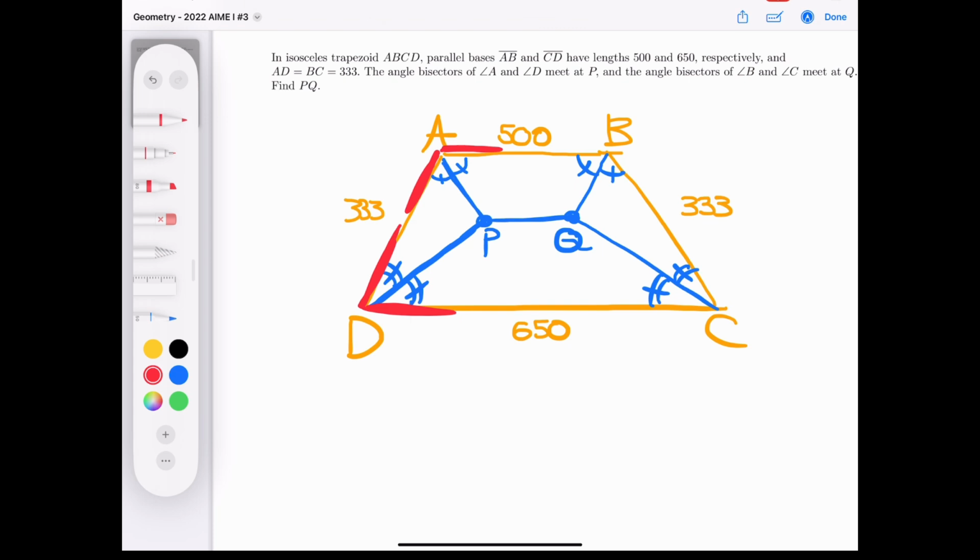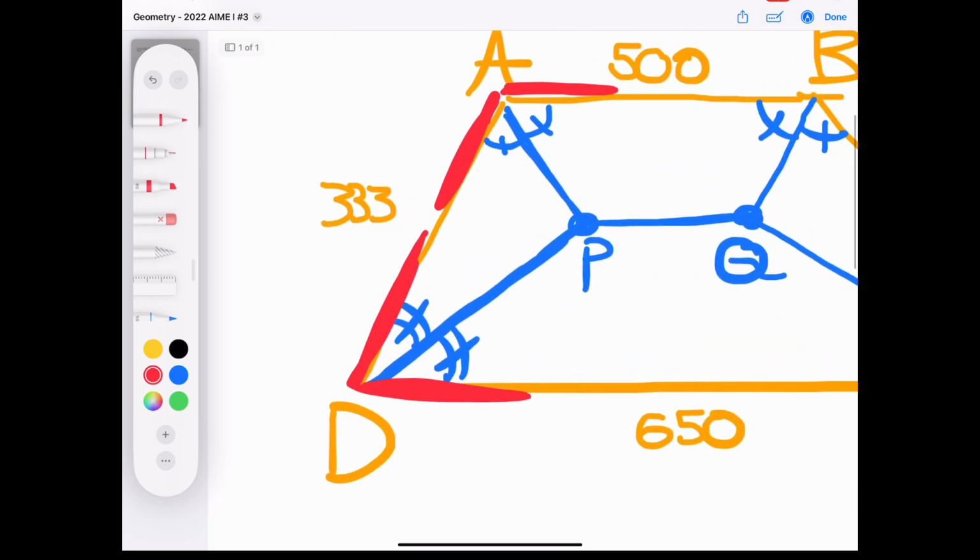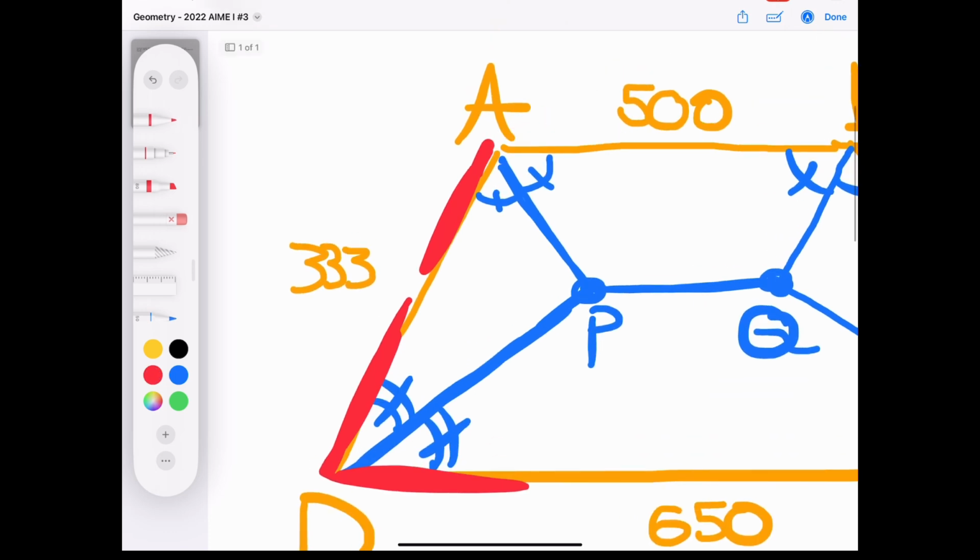I'm going to refer to the angle with one tick as angle 1, and I'm going to refer to the angles with two ticks as angle 2. So because angle A plus angle D is equal to 180 degrees, we get that 2 times angle 1 plus 2 times angle 2 is equal to 180 degrees. And so that basically implies that angle 1 plus angle 2 adds up to 90 degrees.